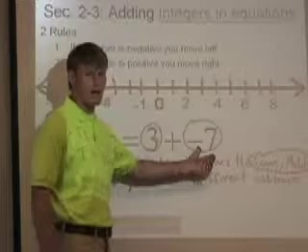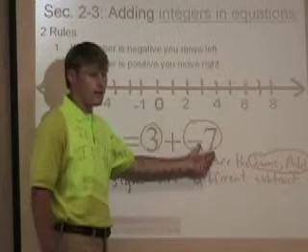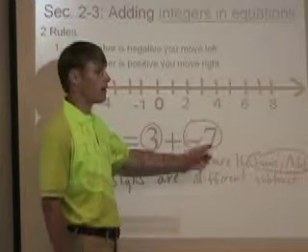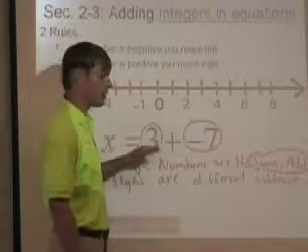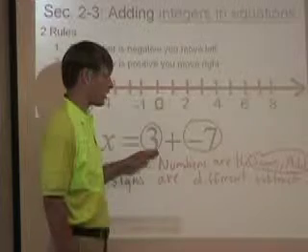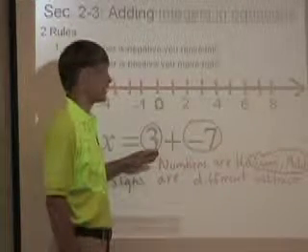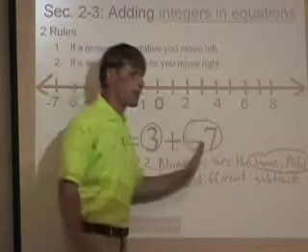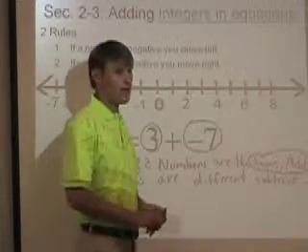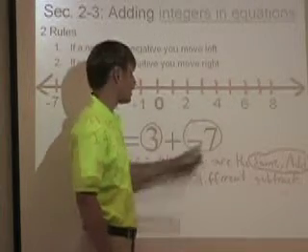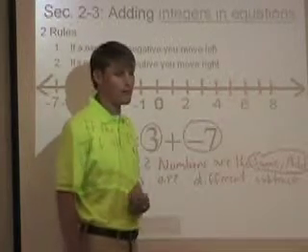Negative 7's absolute value is? 7. Okay? So, 7 is bigger than 3, isn't it? Oh, yeah. So what are we going to use? Is our answer going to be positive or negative? Negative. Why? Because negative 7 has the greater absolute value.